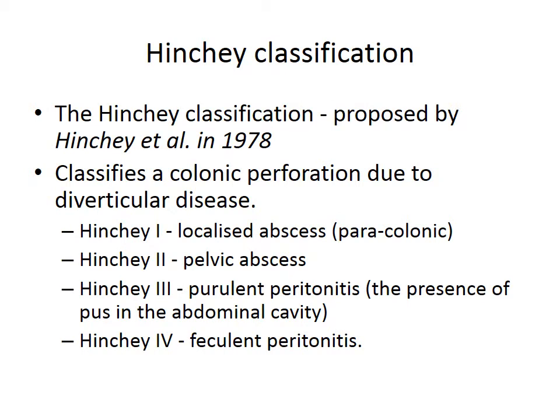So Hinchey et al. back in 1978 came up with a classification system for diverticular disease when a colonic perforation occurs. Grade 1 gives rise to a localized abscess, so paracolonic, just beside the colon. Hinchey 2 is a pelvic abscess, a large abscess within the pelvis. And then Hinchey 3 and 4 is where the patient has peritonitis. Hinchey 3 is purulent peritonitis, so that's pus within the abdomen, and 4 is fecal peritonitis.